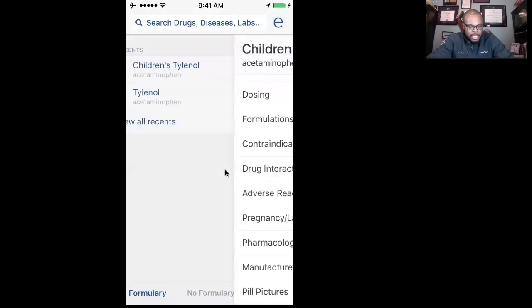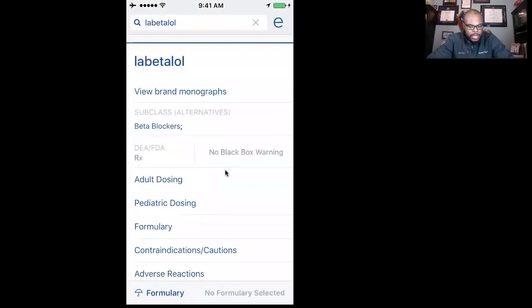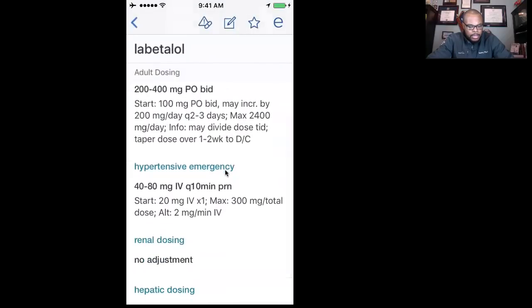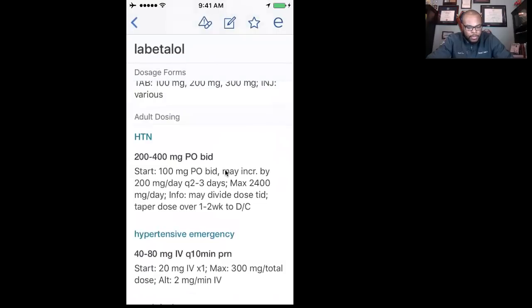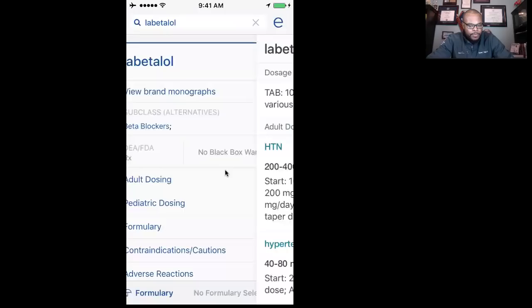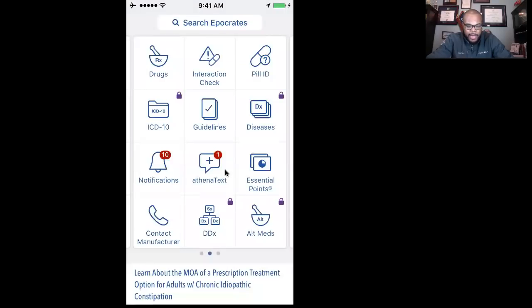So any medication that you can think of, let's put in labetalol, which is a medication mostly for high blood pressure. So the dose, 200 to 400 milligrams, PO by mouth, BID, which means twice a day. So this is a really good app. I use this app on a daily basis because I have a lot of medications that I do write for my patients, and I may not know the dose for them.